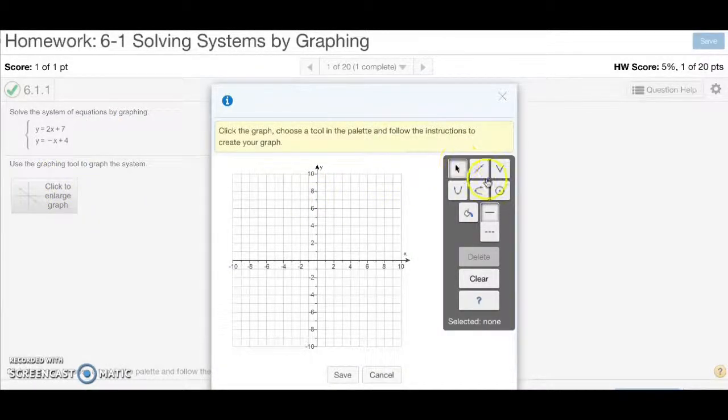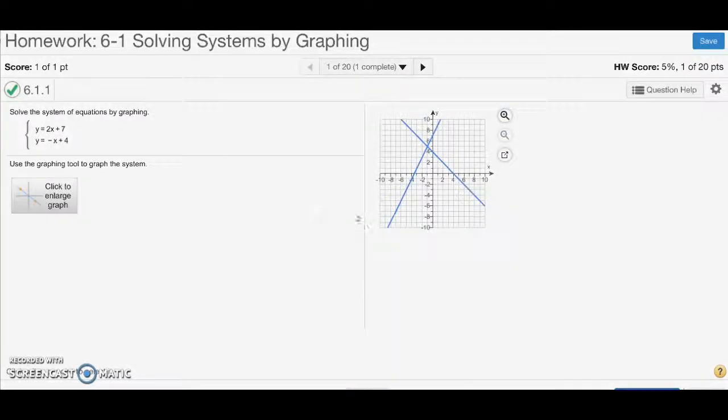My slope is the number in front of the x, and my y-intercept is the number being added or subtracted from that. So the first equation, my y-intercept is 7, and my slope is 2. So I start at my y-intercept of 7, and I go up 2 over 1. Okay? My second equation has a y-intercept of 4 and the slope of negative 1. So I start at 4. Negative 1 for my slope means I go down 1, to the right 1. Press save and press enter.